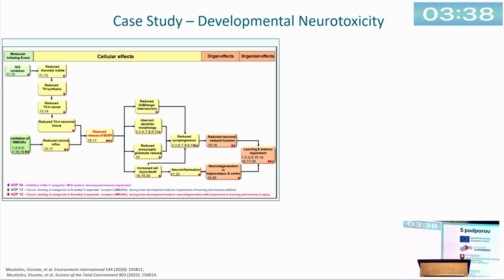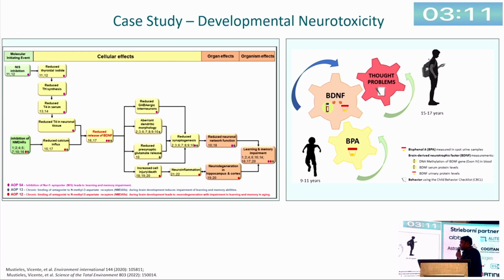As you can see here, the reduced release of BDNF. BDNF plays a crucial role in brain development. So this reduced release of BDNF can cover all the pathways that lead to the learning and memory impairments. So they identified this as a potential biomarker to implement in a biomonitoring study.